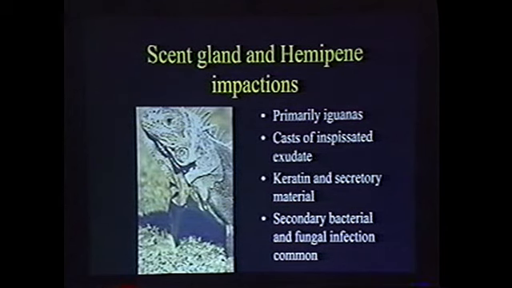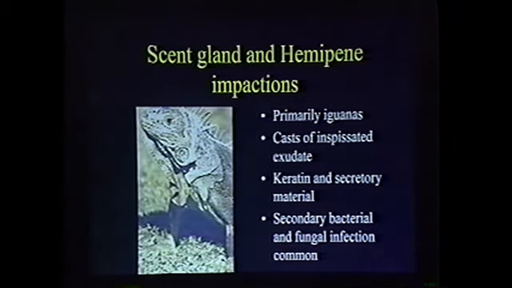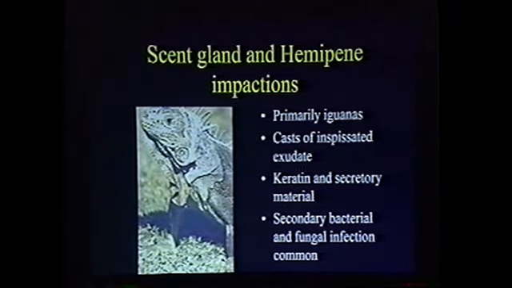Scent gland and hemipene impactions are common in lizards, primarily iguanas, and these represent casts of inspissated exudate comprised of keratin and secretory material. Occasionally, secondary bacterial and fungal infections are seen in these impacted glands and hemipenes. If the glands or the hemipene should rupture, severe cellulitis with sinus tract formation and secondary bacterial and fungal infections result and can be clinically challenging to manage.